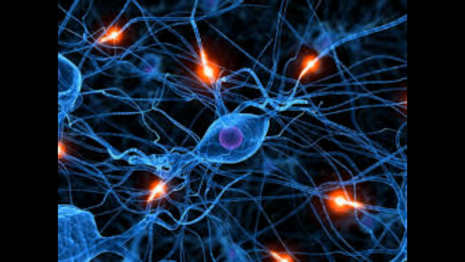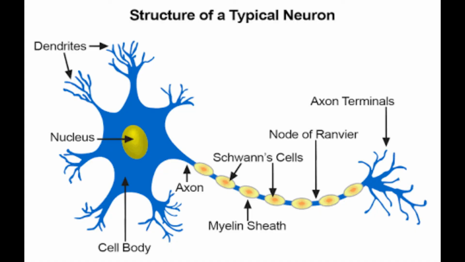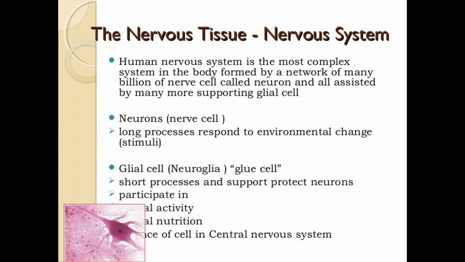The last tissue is nervous tissue. It is the main component of the two parts of the nervous system: the brain and spinal cord of the central nervous system, and the branching peripheral nerves of the peripheral nervous system, CNS and PNS. It regulates and controls bodily functions and activities.